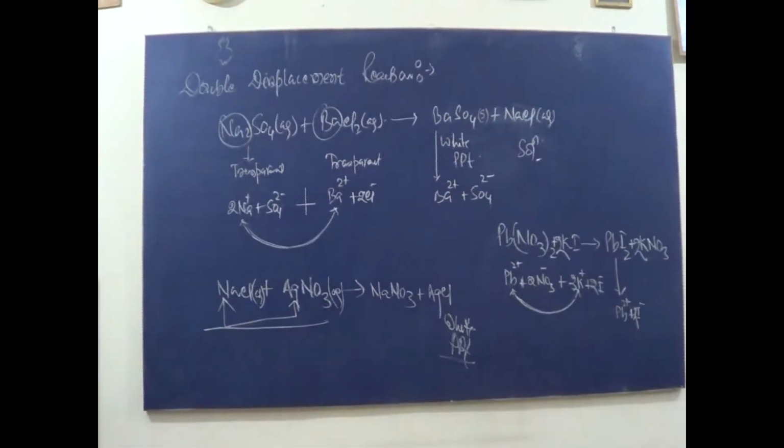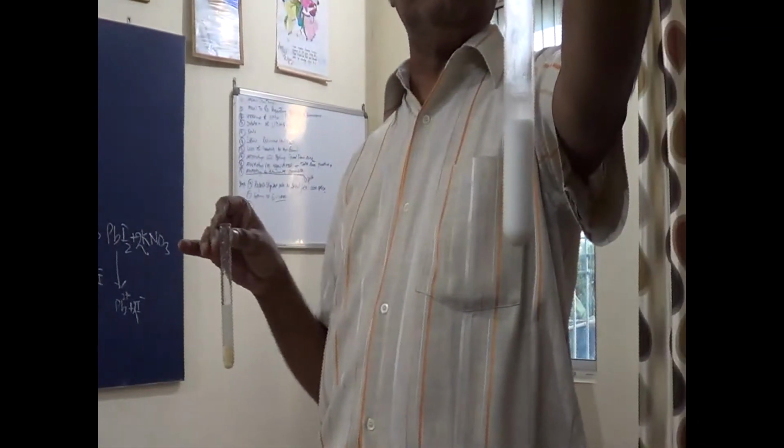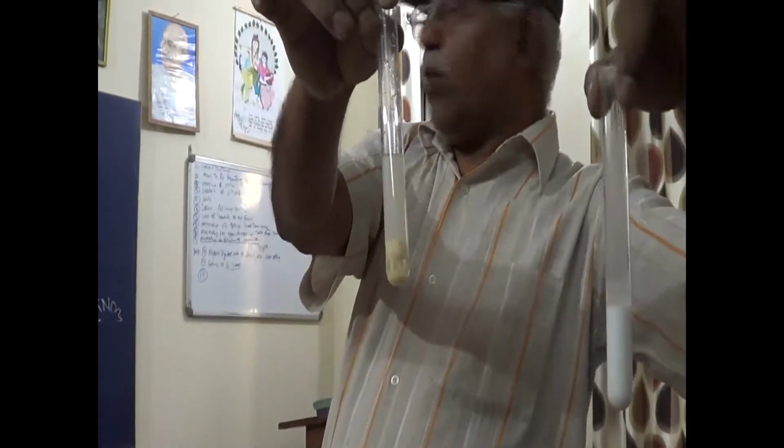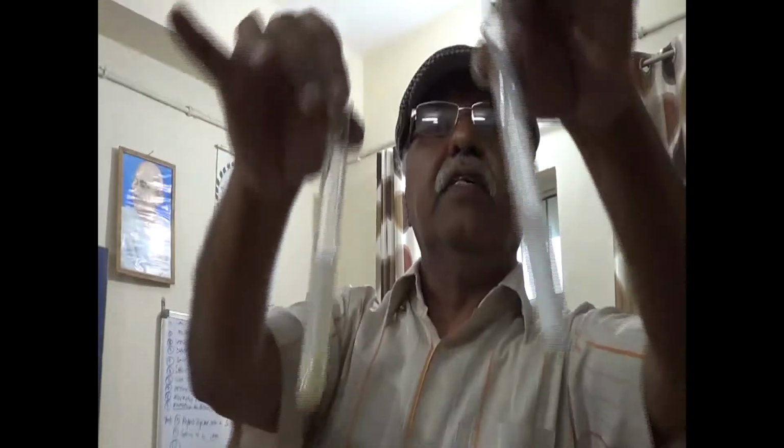I have given you two activities, one is barium sulfate crystals, and the other is silver chloride. Barium sulfate and silver chloride, two activities we have explained. It is very clear. One crystal is settled, another is floating.